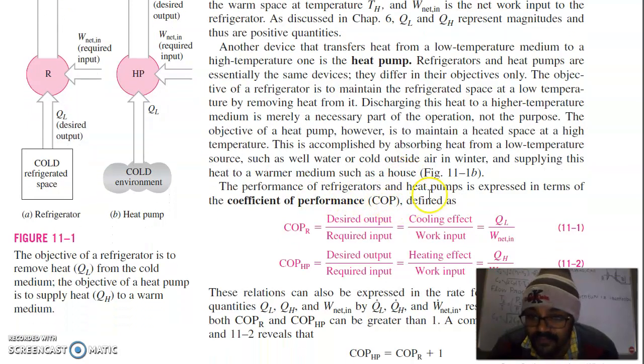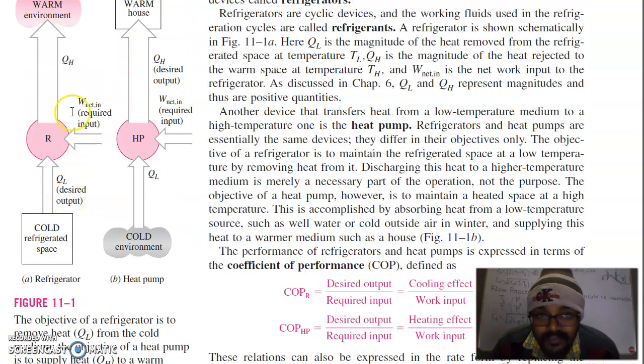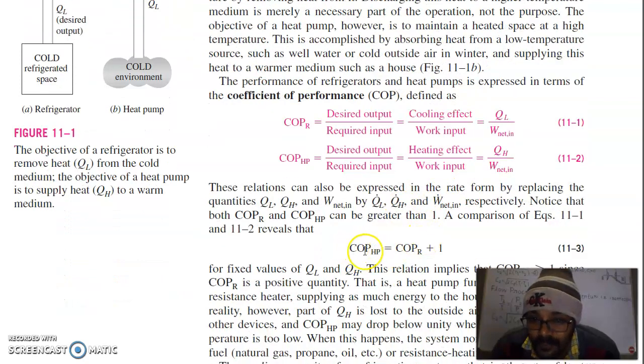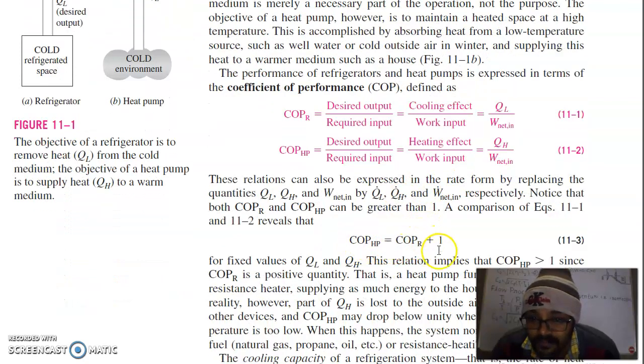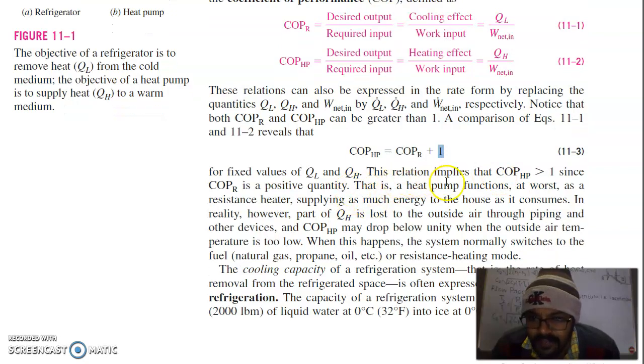The performance of refrigerators and heat pumps is expressed in terms of the coefficient of performance, which is the desired output divided by the required input. In the case of the refrigerator, the desired output is QL and the input is WNet. In the case of the heat pump, the desired output is QH, where the work input is WNet. So you can see they differ by this amount: COP of the heat pump is equal to COP of the refrigerator plus 1, which means the heat pump in the worst case has at least a COP of one. This relation implies that the COP of the heat pump is greater than 1.